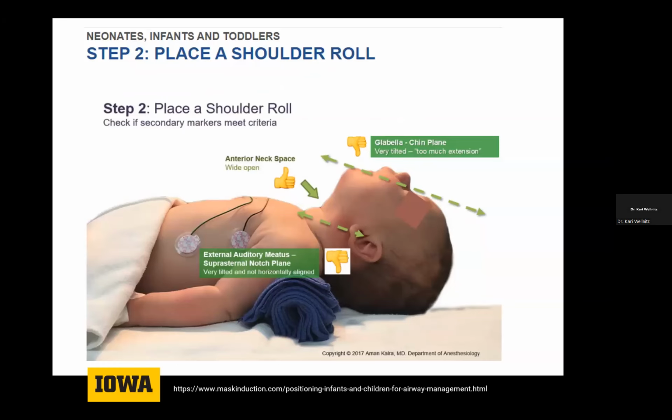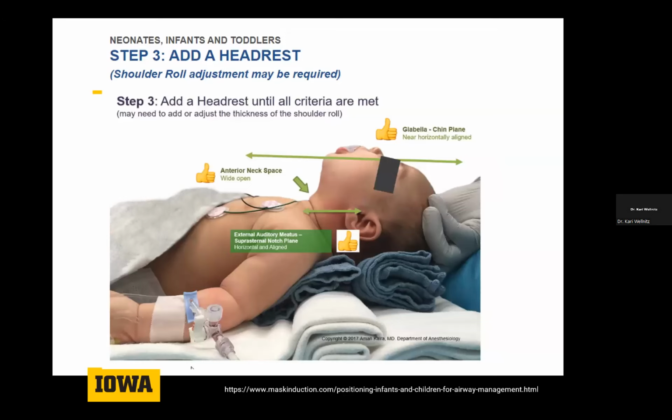So again, they placed a shoulder roll here, and in the next step they're going to have you put a little pillow underneath the head. A lot of times, if you notice that you don't have everything lined up the way you want it, just take out some of the blue towels, make it a smaller shoulder roll, and it'll be in a good spot. If not, you can add a headrest until all the criteria are met. And then once you've done this, you should be in a good spot to be able to adequately bag the kiddo.